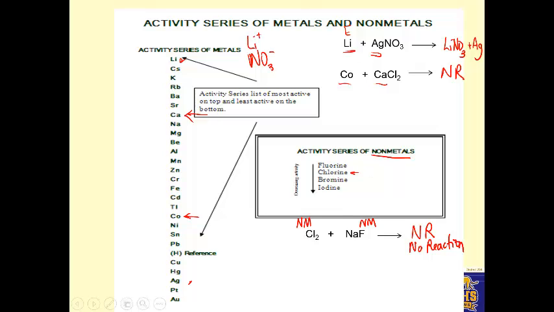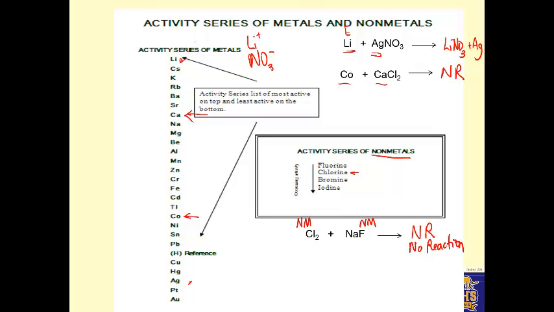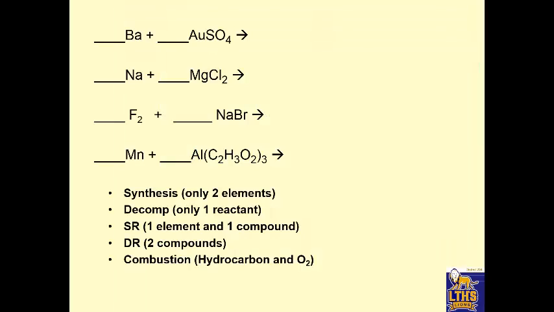Okay, so single replacement is an element and a compound. Then you check the activity series, see if it works. So look at what we got here. We got an element and a compound, single replacement. Then what do I look for? Well, barium's a metal, so I look to see if it's higher than gold. Barium, where is it? Barium, gold. So guess what? Barium can kick out gold.